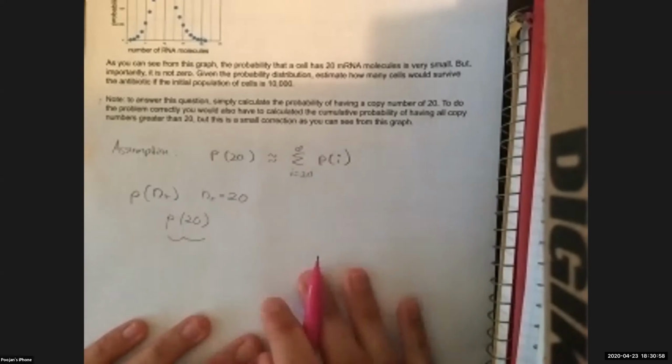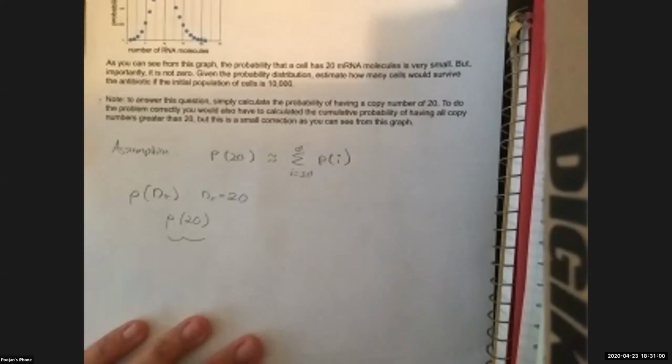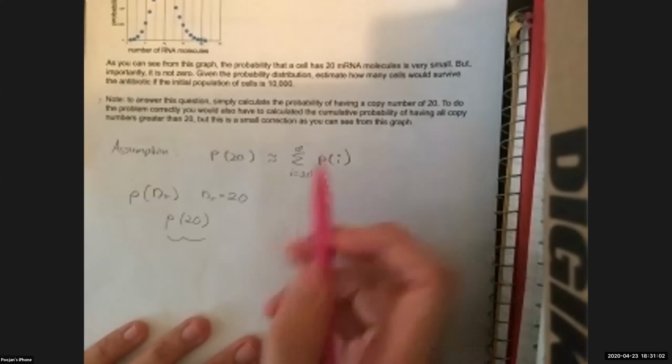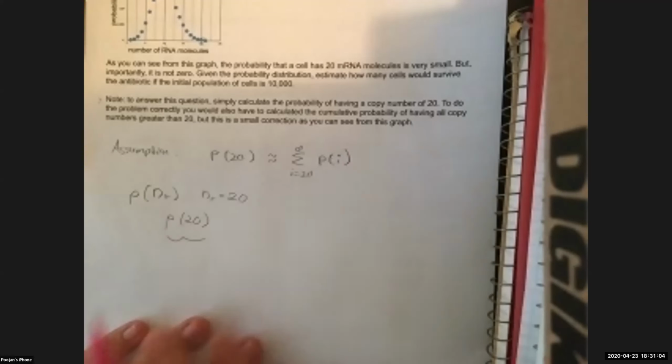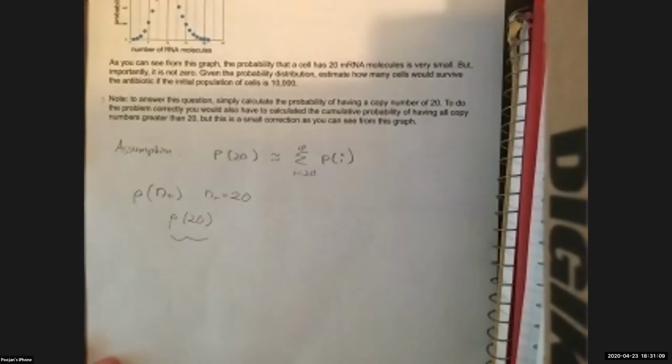So once you find P20, you want to multiply that by the number of bacteria that you have in your population, which in this case is mentioned as 10,000. If you're given that the probability of having more than 20 mRNA strands expressed is something like 0.005, you just multiply that by 10,000 and that will give you the total number of bacteria that you can expect to have more than that expression level.